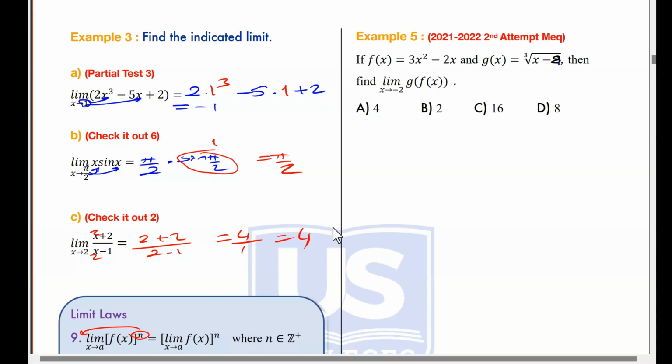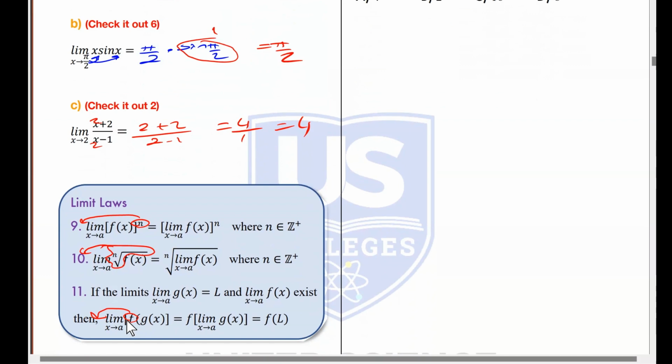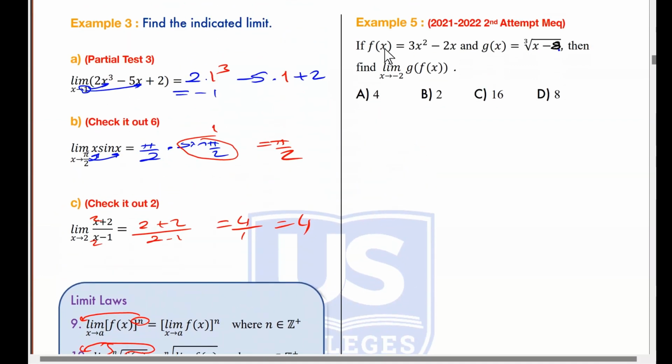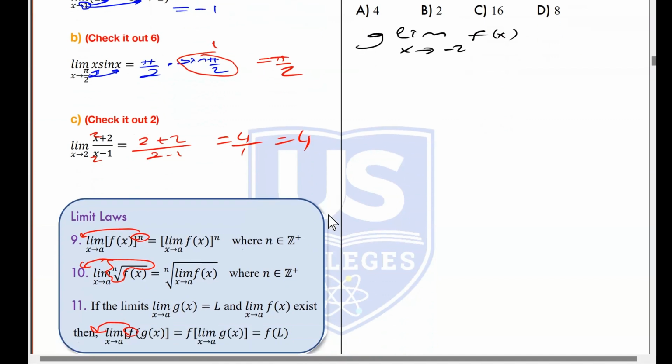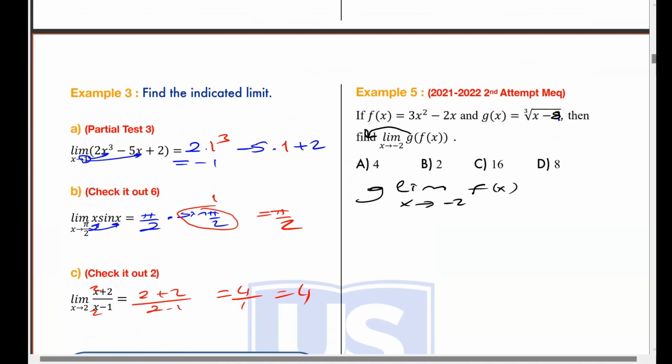We can use this rule. We can pull this outside function out and use the limit with the inside function. You can pull this g outside and use this limit for the inside function. So this is g of limit as x approaches negative 2 of f of x.